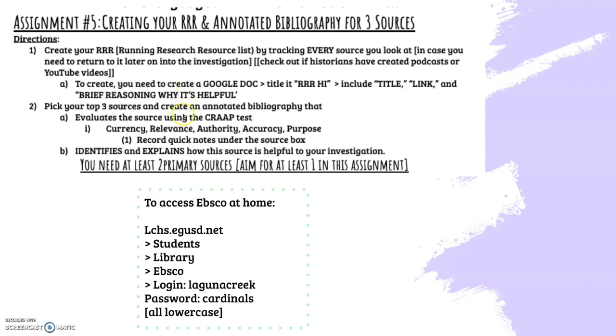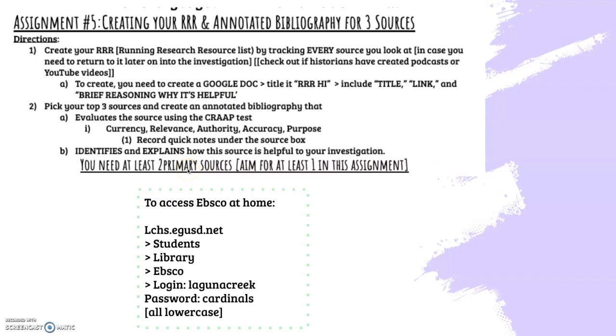And what you're going to do is then, after narrowing down on your running resource research list, you will go ahead and pick the top 3 sources that you want to further evaluate and complete an annotated bibliography for. Usually an annotated bibliography is a paragraph, but what we're going to do is just fill out a chart. Now, you're going to need eventually 2 primary sources. I would aim for at least 1 in this assignment and then 1 in assignment number 6.